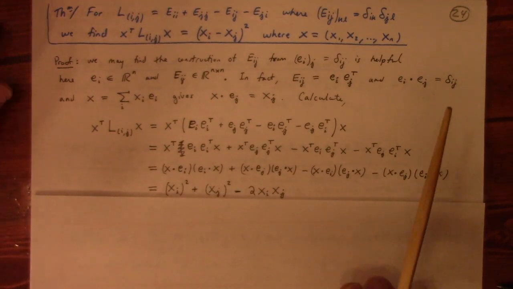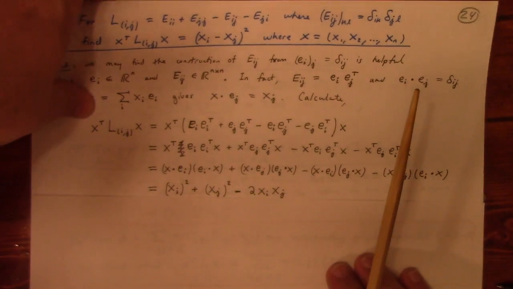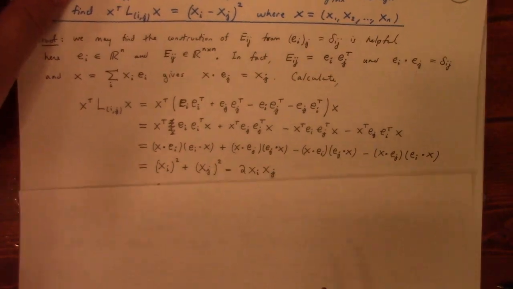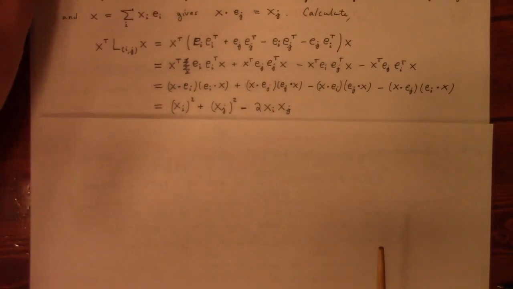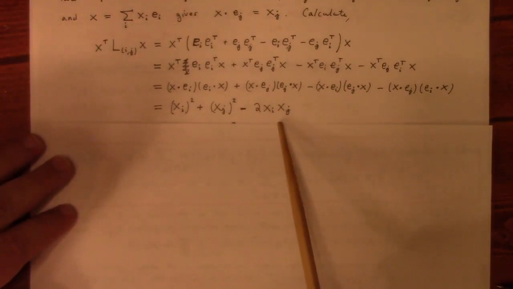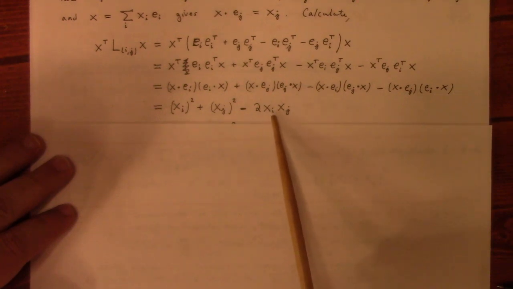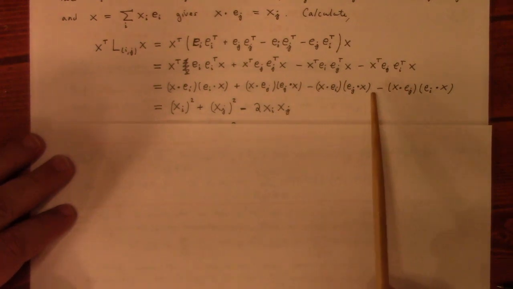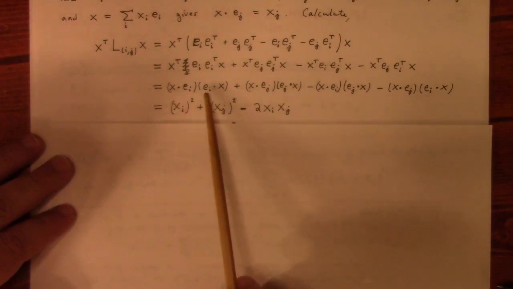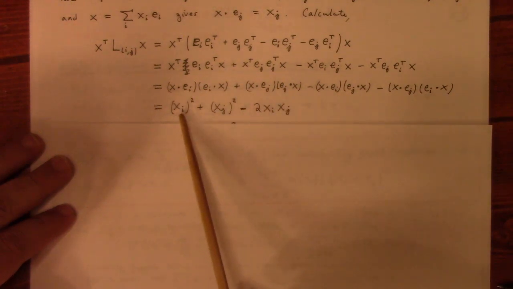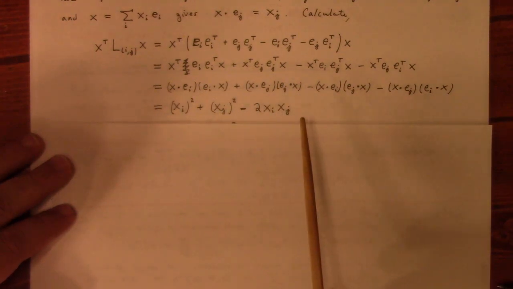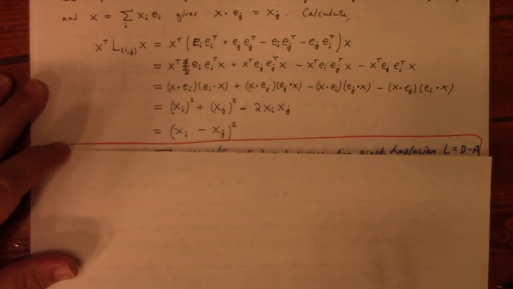And I'm about to say they cancel, but that's not accurate. They don't cancel, but what they do, because of the symmetry of the dot product, is two of them combine. So you get 2 xi xj from this one and that one, and the other ones just give you xi squared and xj squared. So you get xi squared plus xj squared minus 2 xi xj, which of course you'll recognize as (xi minus xj) squared.